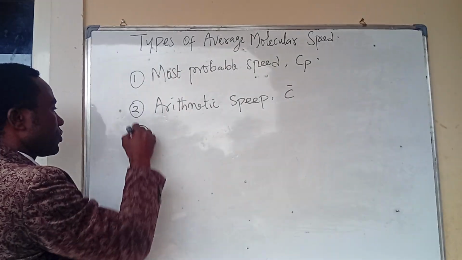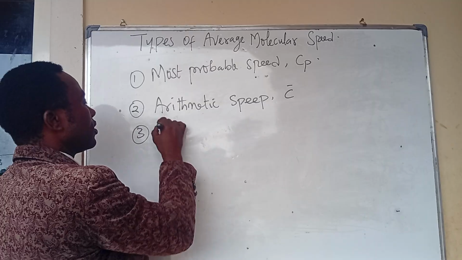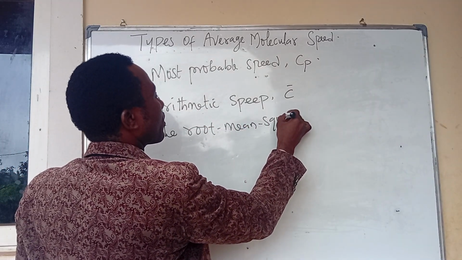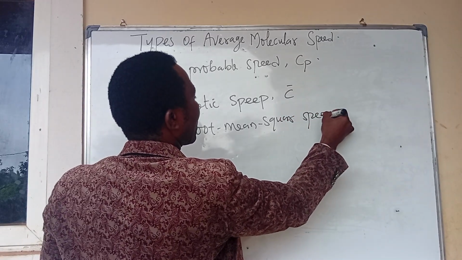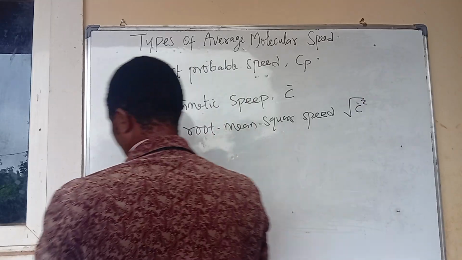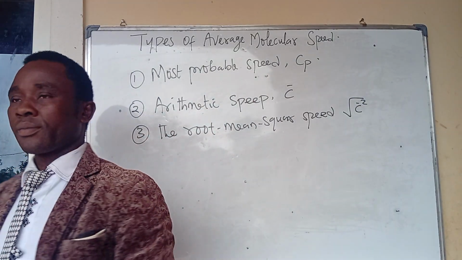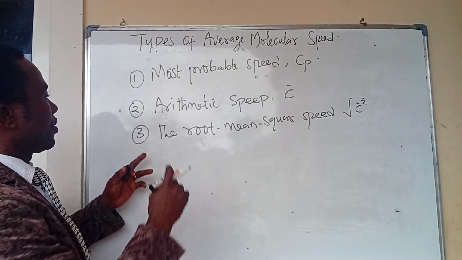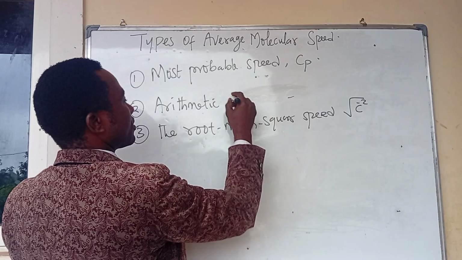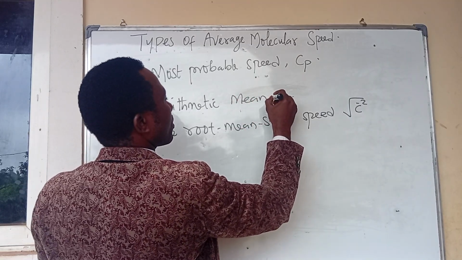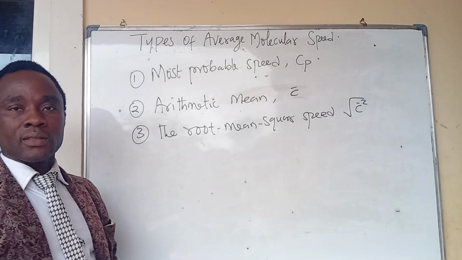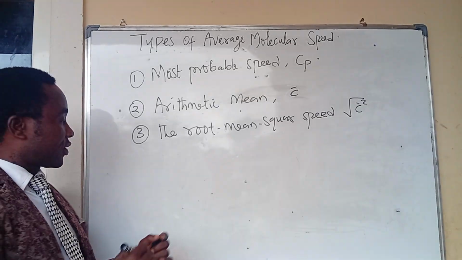And number three, we have the root mean square speed of the gas molecule. I'll represent it as root of square speed, the root of the square speed. So we have the most probable speed, CP, arithmetic mean speed, okay, C bar. Now, what are the formulas to calculate these speeds?